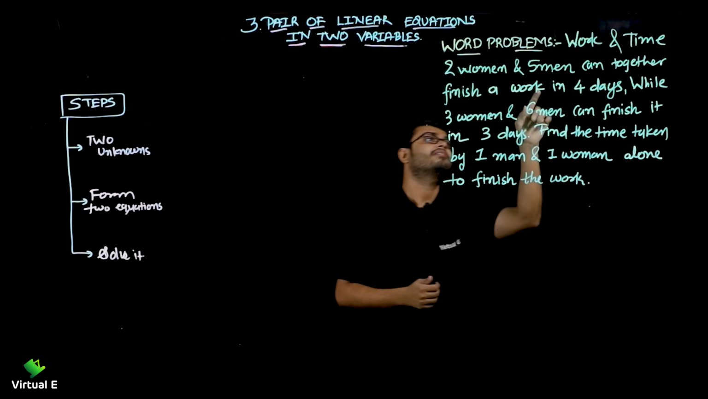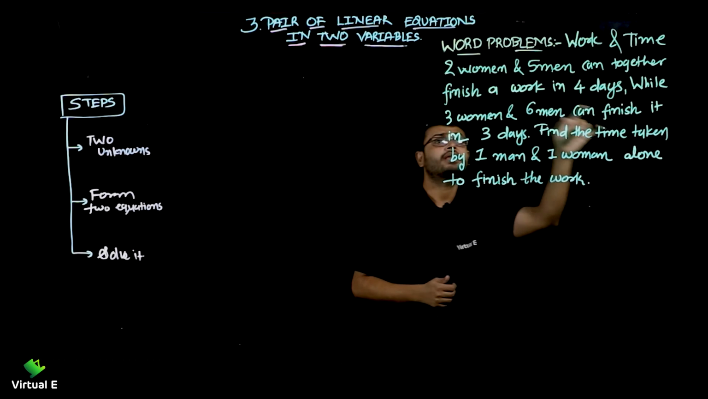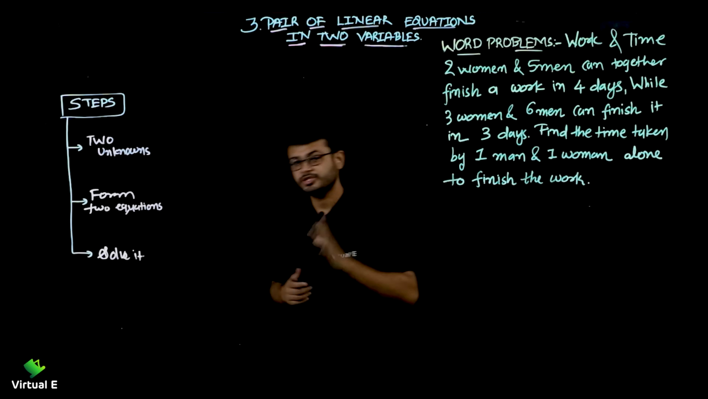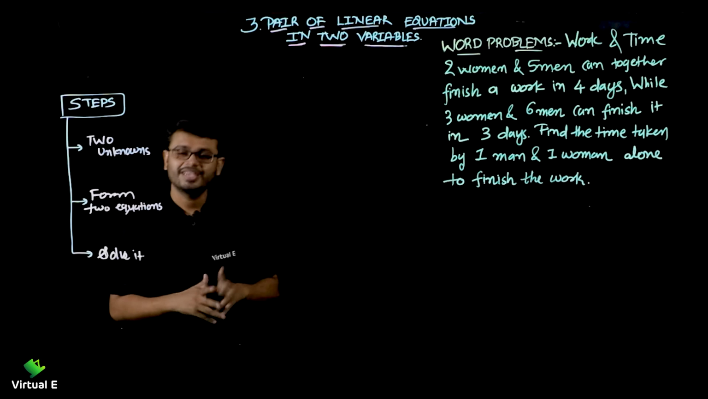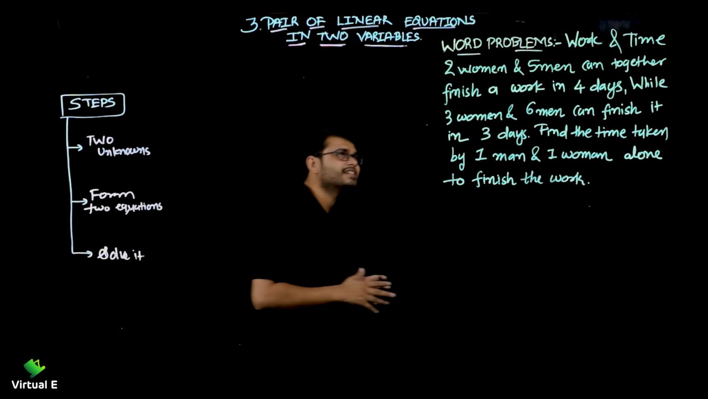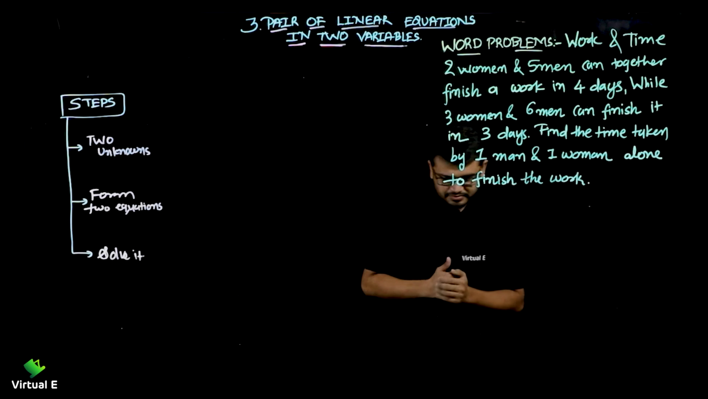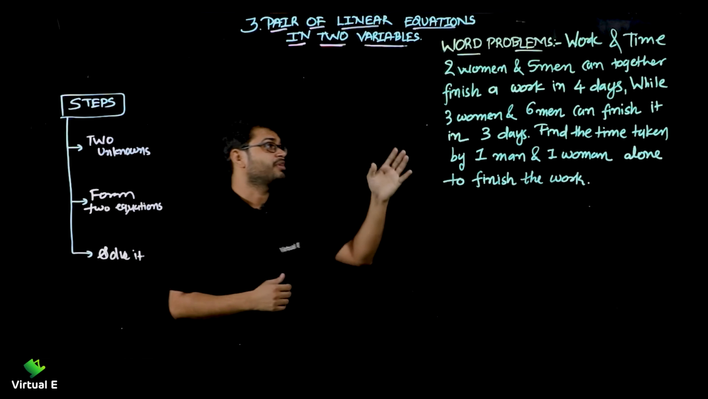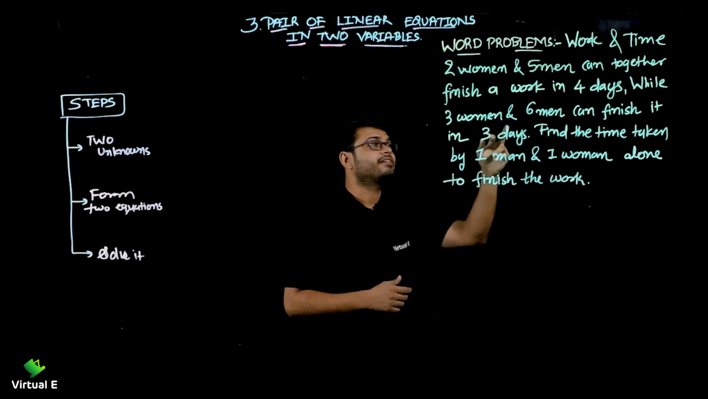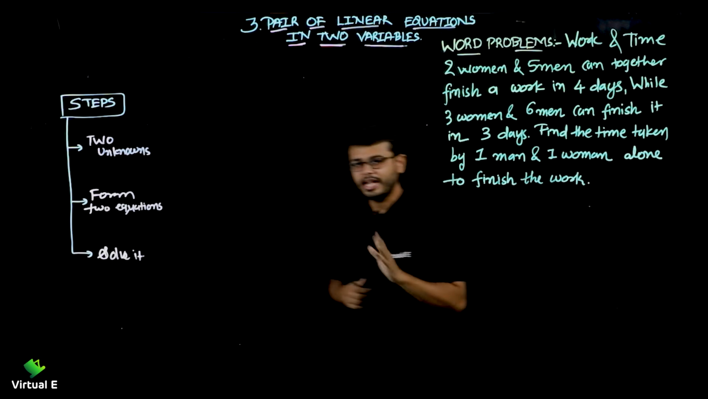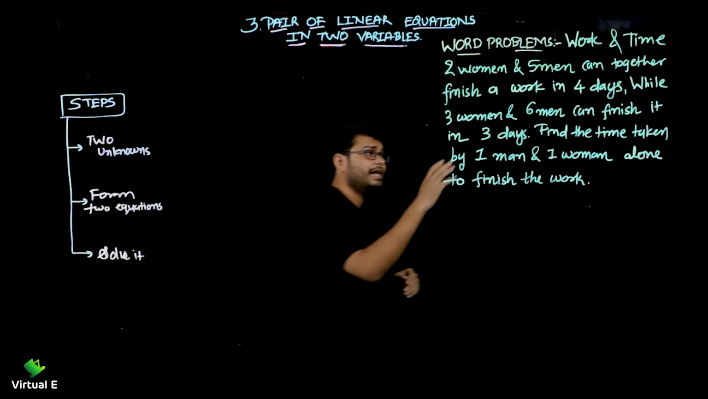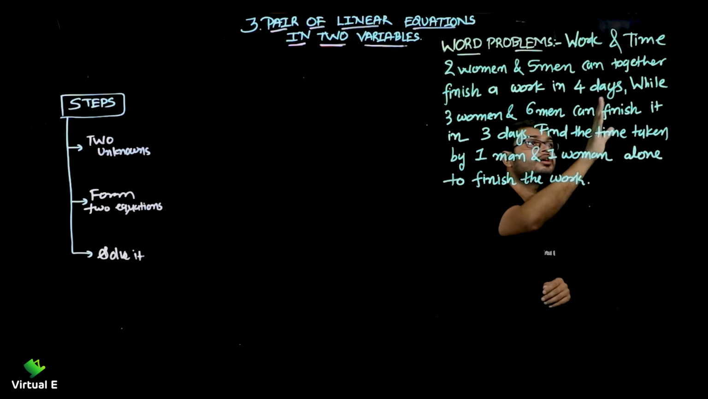2 women and 5 men can together finish a work in 4 days. That's the first condition, right? So don't think in this question, let's assume woman as x and man as y, and 2x plus 5y is equal to 4. No, don't think like that. Here we need to think in a different way. And let's continue this question.